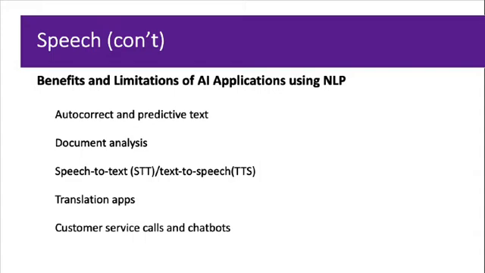Customer service calls and chatbots. Benefits of these are that automated customer service calls and chatbots can more efficiently address questions that can be easily understood by a machine. And this frees up time for real people to address complex problems and reduces customer wait times. As this technology evolves, machine agents and chatbots are communicating in more natural ways.